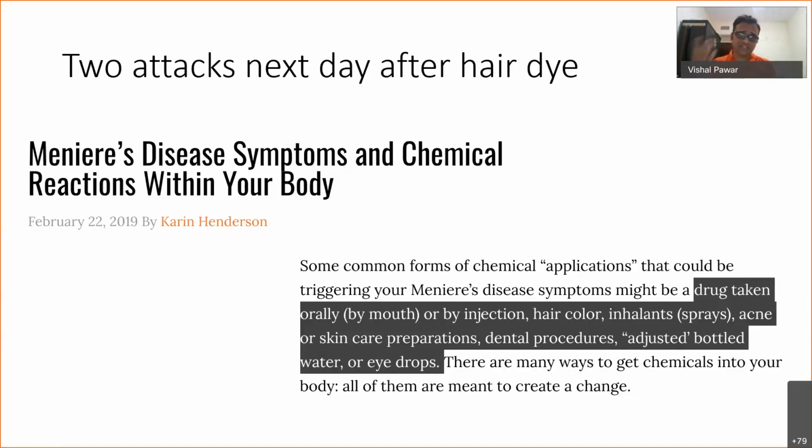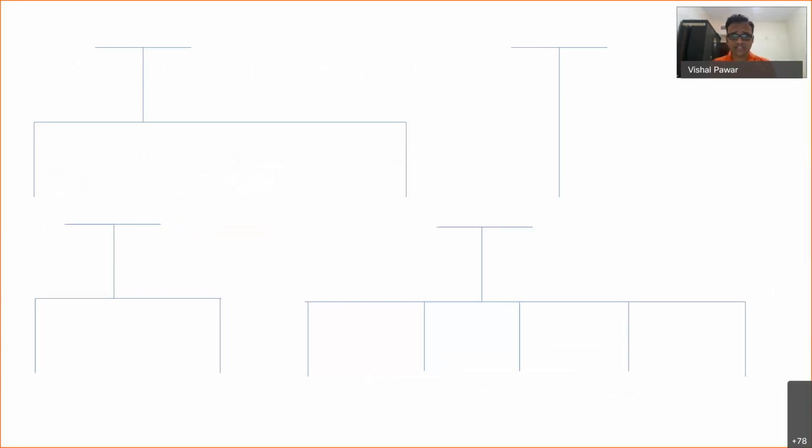Maybe it is triggering the underlying pathogenesis similar to migraine and triggering the attack, but I'm not sure about this. But this was something interesting which I found and would share. Because he came with the cousin brother, this is the first patient whom I'm treating as vestibular migraine. And this is his cousin brother who has typical Meniere's disease.